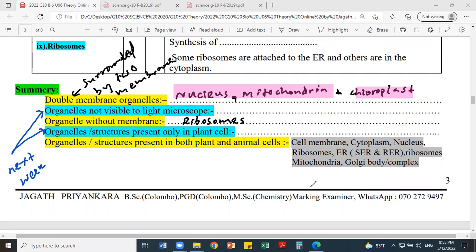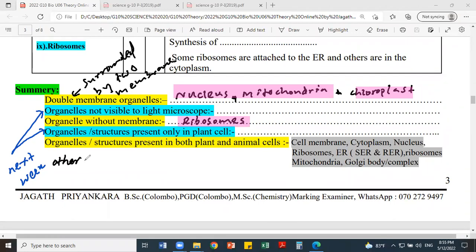Ribosomes, no membrane. Then organelles present in both plant cell and animal cell. You can write here if you want: other than these, except nucleus, mitochondria, chloroplasts and ribosomes, all the others are surrounded by only one membrane. All the other organelles are surrounded by one membrane, single membrane.